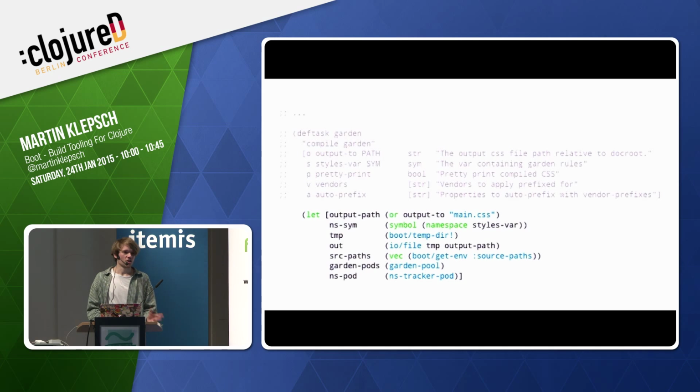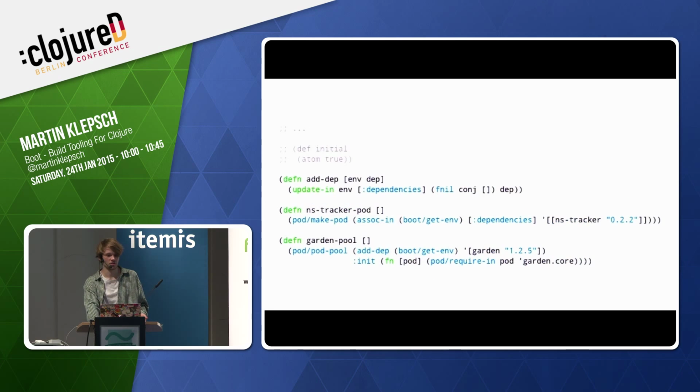And we generate an output path into that directory. And then the source paths give us the source path in our current project as they are passed to setEnv, as you saw earlier. And then we create a garden pool, and we create the NS tracker pod, which are the functions you just saw here.